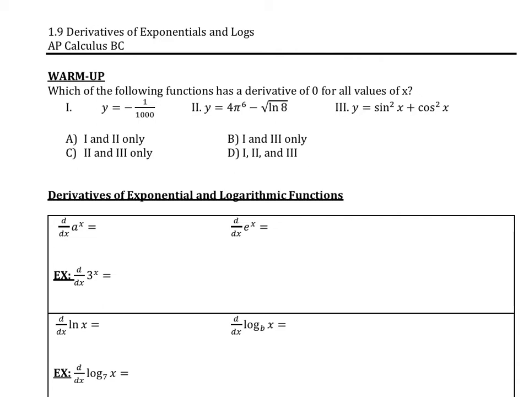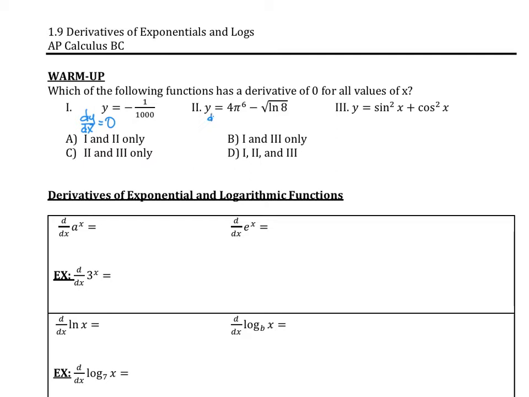All right, hopefully you had a chance to try each of these and to figure out what the answer is. So, hopefully we all got the same answer. So let's go through these. If we take the derivative of y with respect to x in this first one, what do we get? We get 0. It's just a constant. The derivative of a constant is 0.